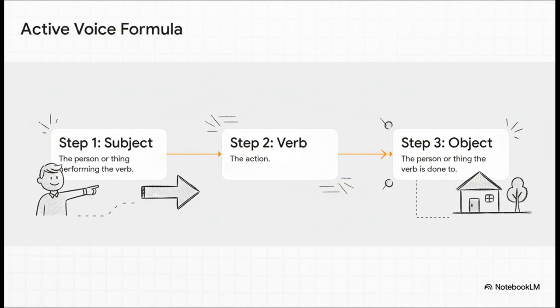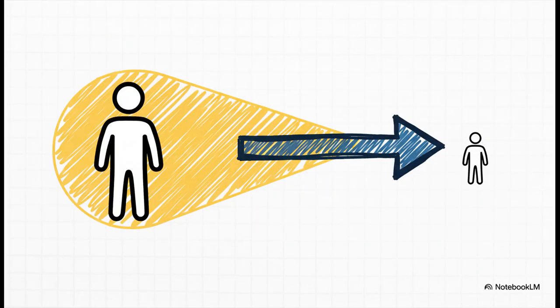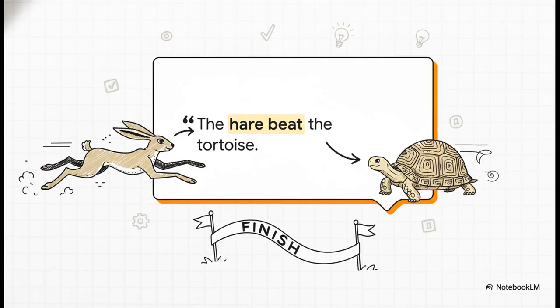This is the classic formula you're going to see all the time. First the subject, then the verb, then the object. This really direct, clear structure, well, that's what we call the active voice. And here's the main thing to remember about the active voice. The focus is always on the subject, on the doer. The whole sentence is driven by who or what is performing that action. Let's go back to our story again. The hare beat the tortoise is a perfect active voice sentence. The subject, the hare, is right there at the front doing the action. It's clear, it's direct, and there's no confusion at all.